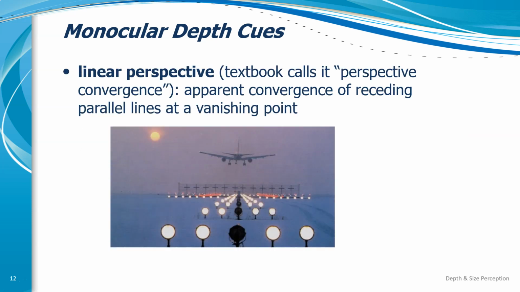The next one is called linear perspective by most people. For some reason, I don't know why, the textbook refers to it as perspective convergence. It's kind of an outlier. Nobody really uses that. In linear perspective, we have things that are in straight lines, but it looks to us like they are getting kind of closer together. So these landing lights, I'm sure, are all equidistant from each other, but it looks like they're getting closer and converging together at what's called the vanishing point. Sounds kind of mysterious. Now, linear perspective was of interest even to people in the Renaissance.